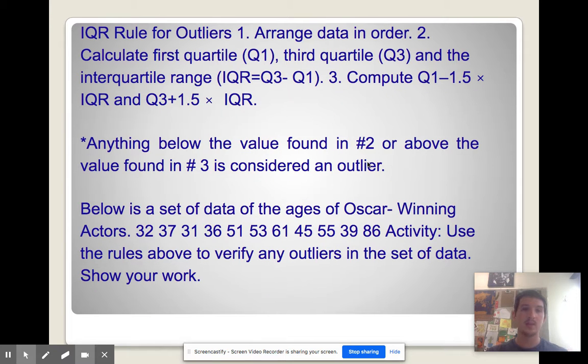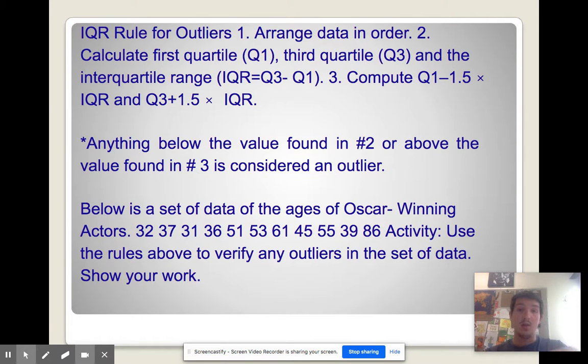Okay, now let's look at our outliers. In order to find outliers in a box and whisker plot or 5-number summary, first you have to arrange your data in order, from smallest to greatest. Number 2, you have to calculate your first quartile, or lower quartile, and your third quartile, or upper quartile. So this is excluding your median. You're not looking at quartile 2. And then you're going to find the interquartile range. How you do that is you take the difference between quartile 3 and quartile 1. So quartile 3 minus quartile 1. Just know you're taking the larger number and subtracting the smaller number from it.